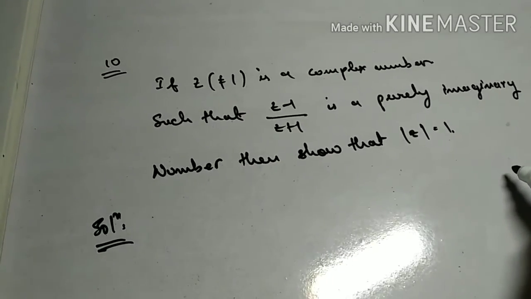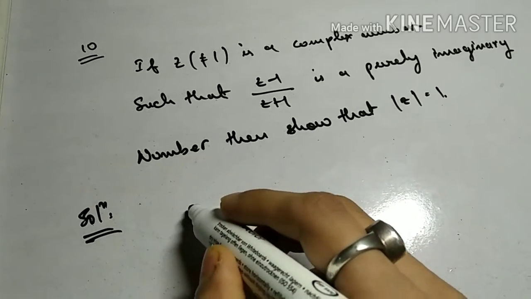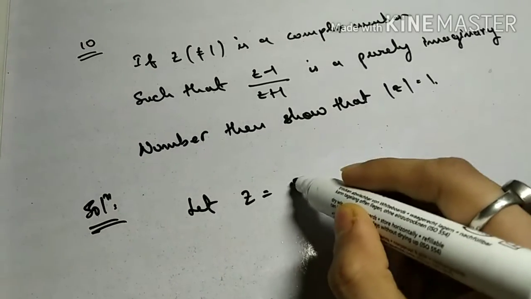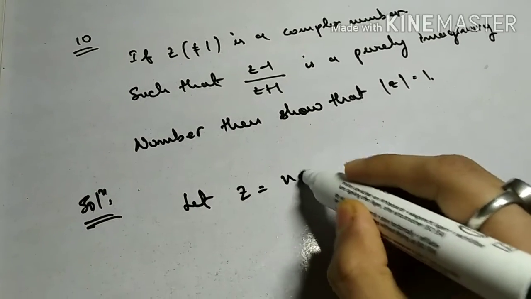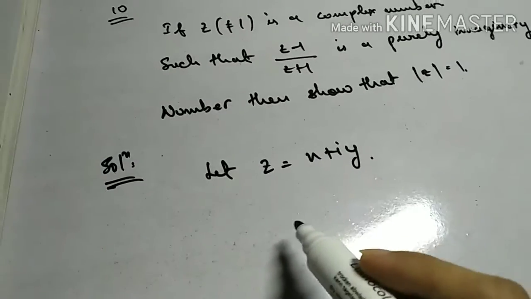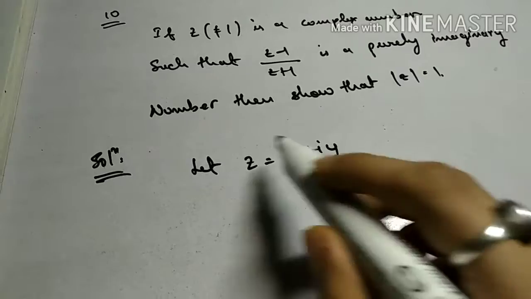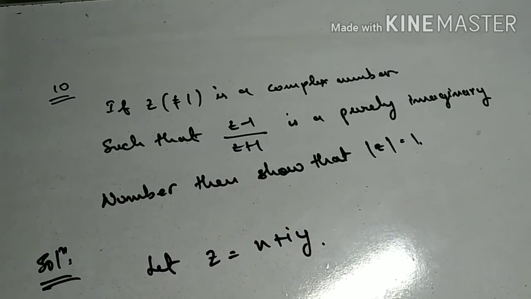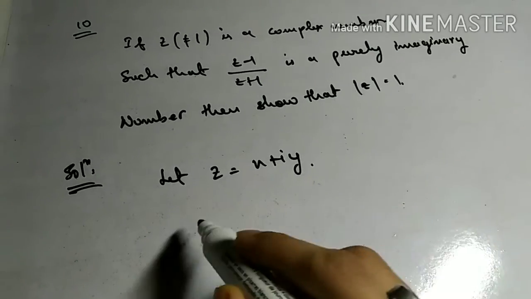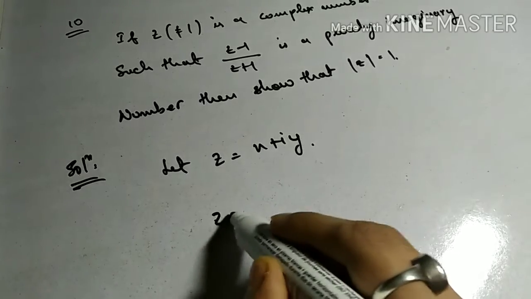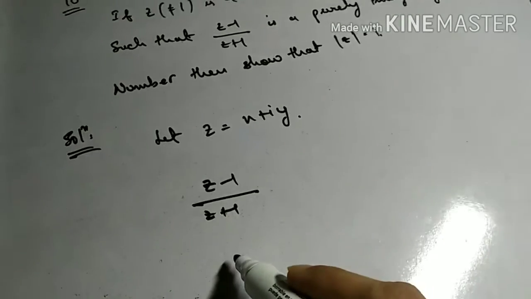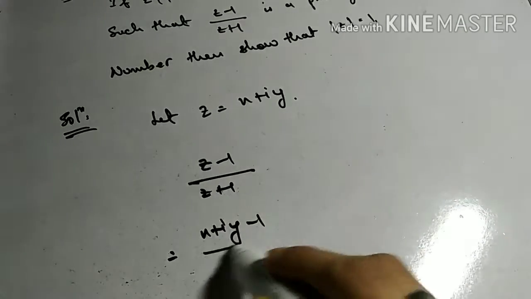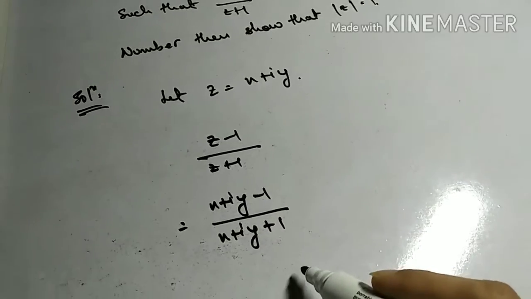So in here, first of all, I will take z equals x plus iy. It is saying such that (z minus 1) by (z plus 1) is a purely imaginary number. So this is (z minus 1) by (z plus 1), which equals (x plus iy minus 1) by (x plus iy plus 1).